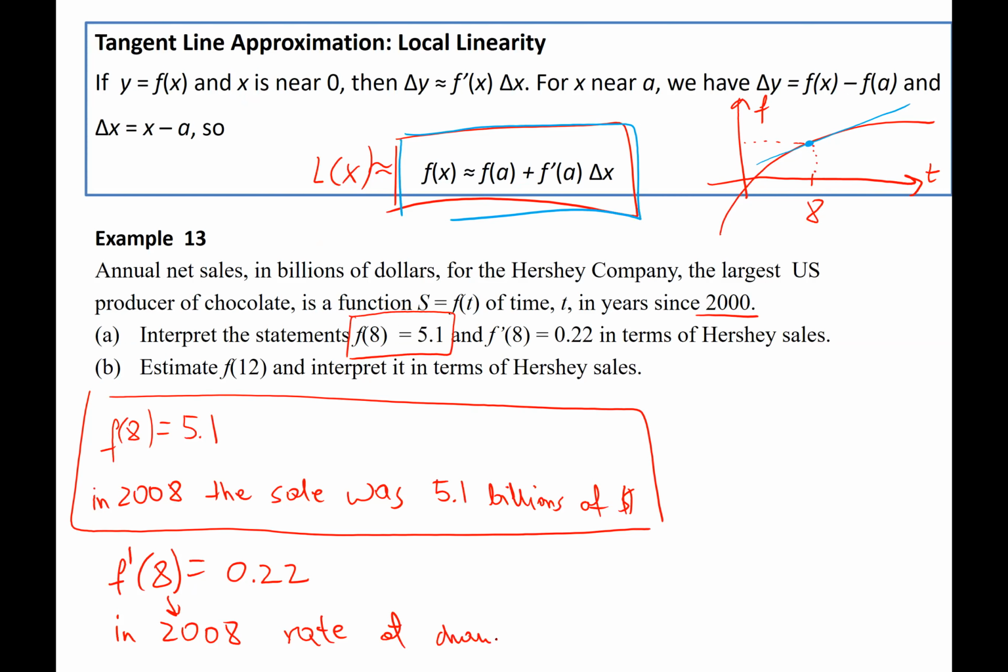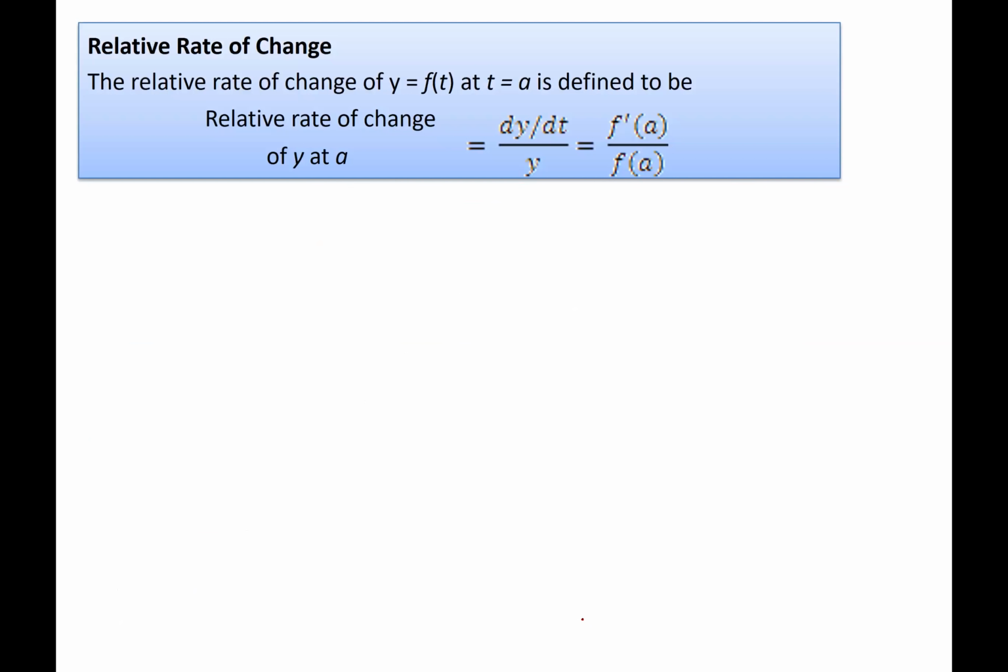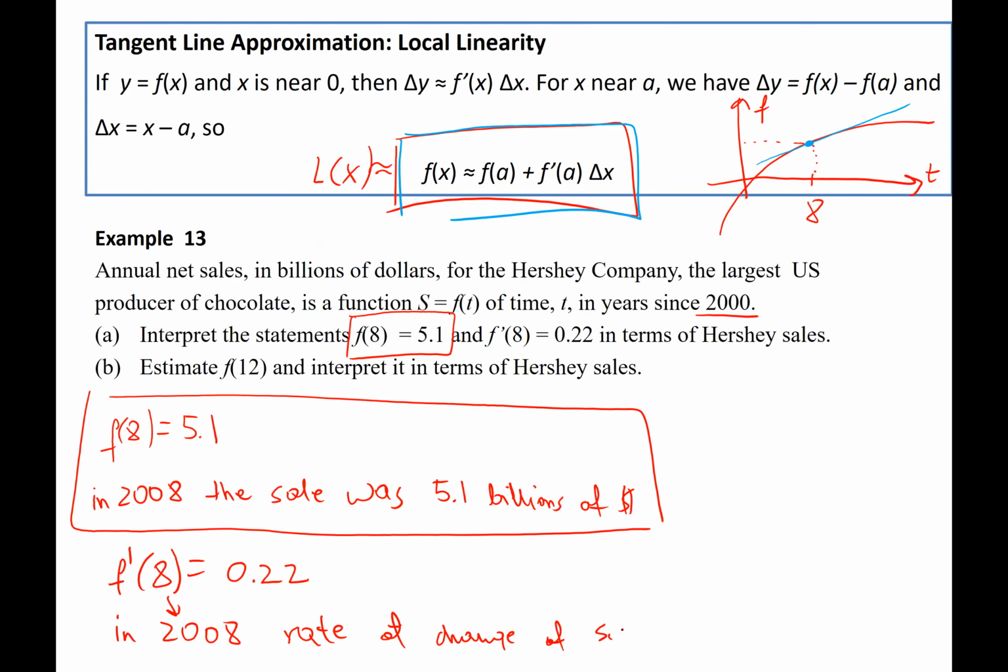The rate of change of sale is $0.22 billion per 1 year. But actually, I like your explanation that sales will increase by 0.22 billion in the next year. Do you think you can estimate f of 9?